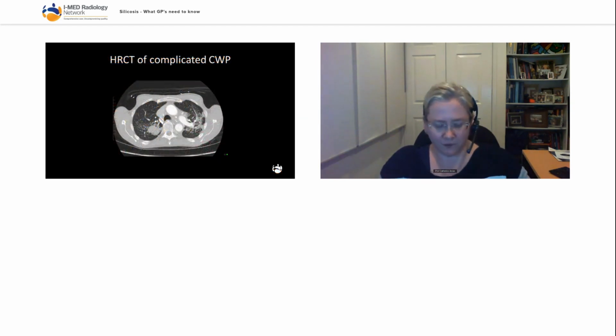This is what the high-resolution CT will look like in a patient with complicated CWP. And these white greyish masses within the lungs, that's the complicated CWP, the nodules coming together and forming masses. It is extremely difficult to take a big breath in when your lungs are that scarred and distorted.